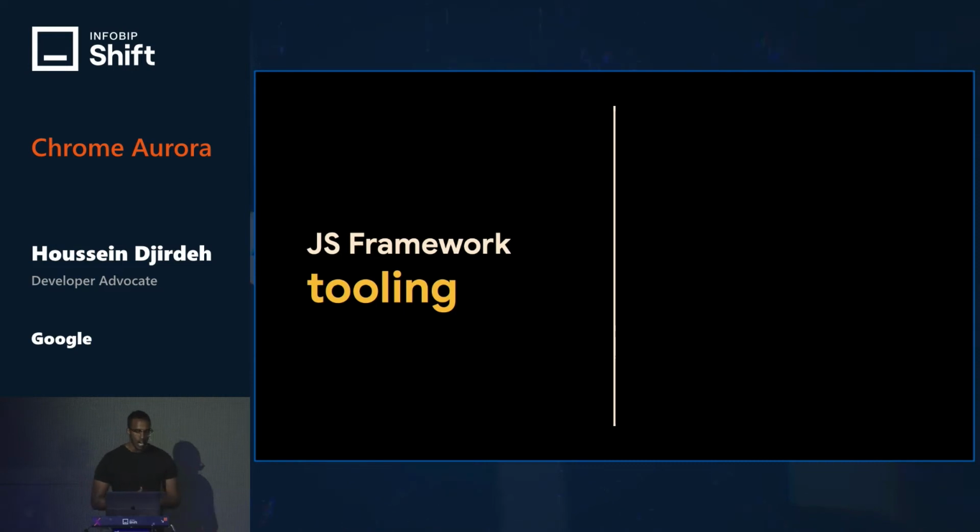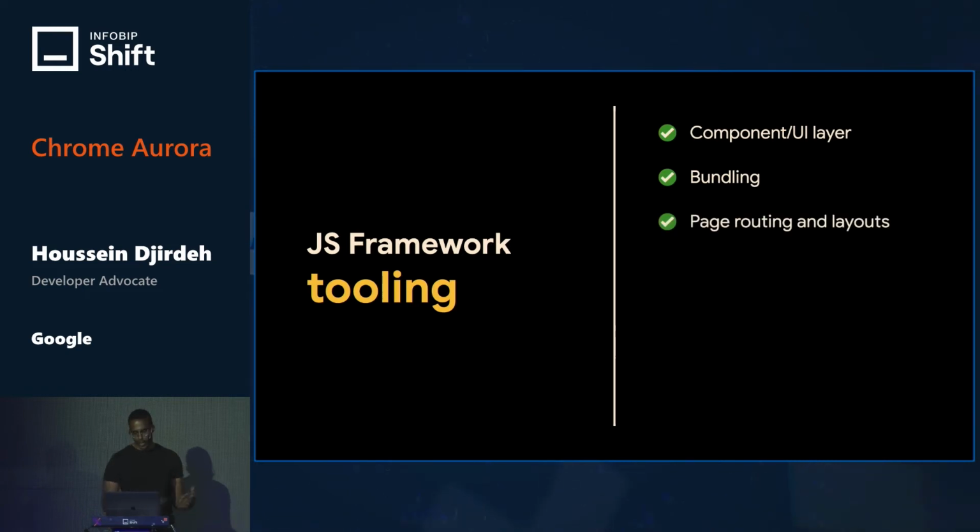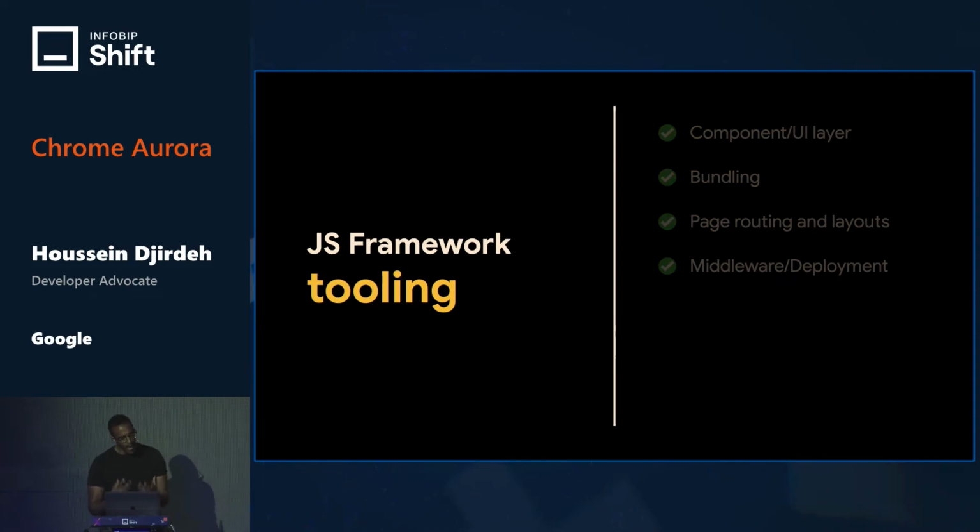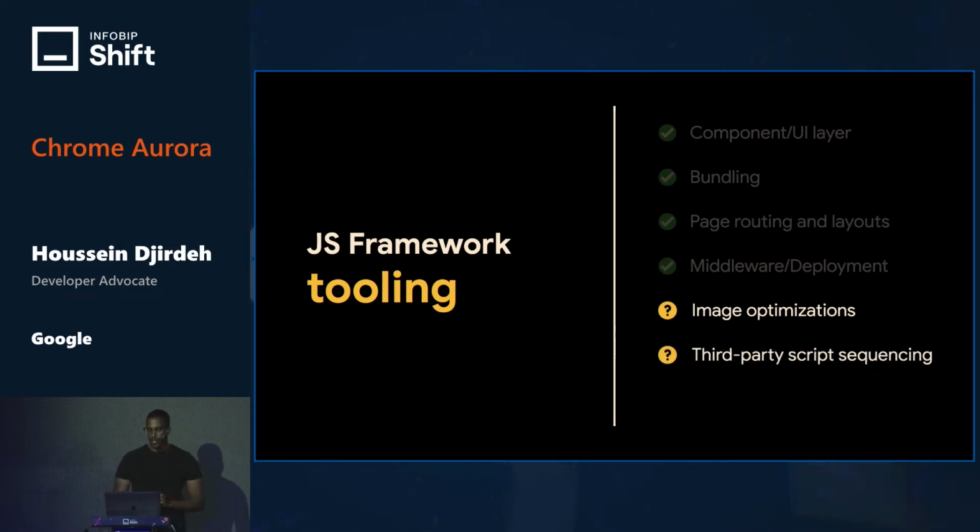A few years ago, if you looked at JavaScript framework tooling at a glance, you would find that many of them handle multiple aspects of your application stack, like your component UI layer, how your app gets bundled, simplified file-to-page routing and layout, and some even provide middleware and deployment configurations right out of the box. But if you think about it, why can't these frameworks provide even additional functionality that's core to the user experience of the page? Like optimizing all your images automatically and by default, fetching and sequencing any third-party script you include so that it loads at the right time without affecting page performance, or even simplifying and improving the experience of including any custom fonts.